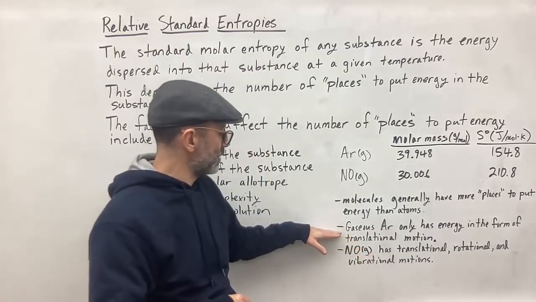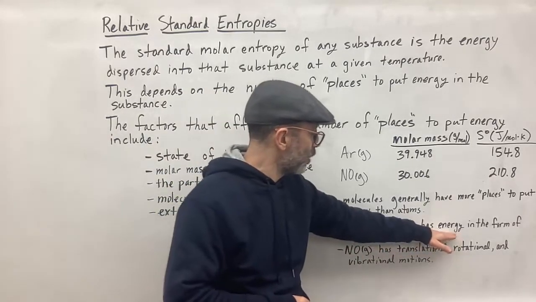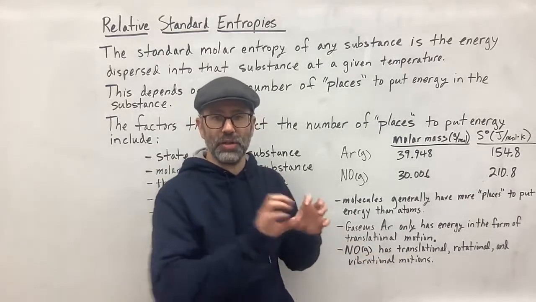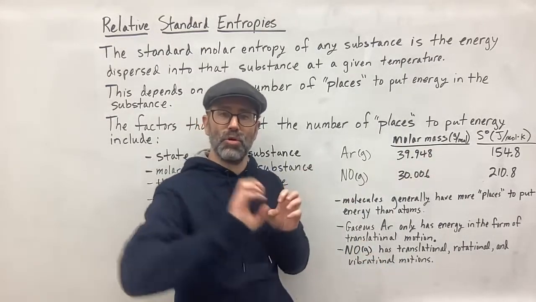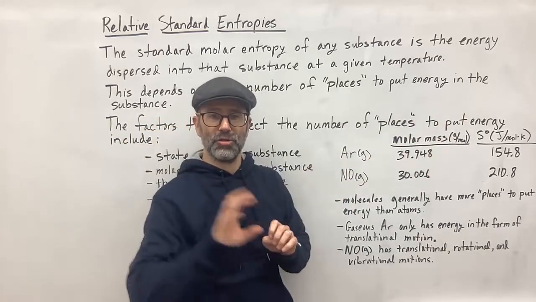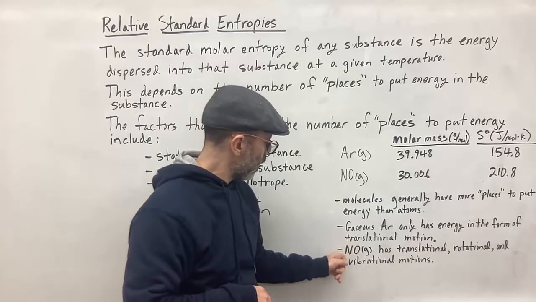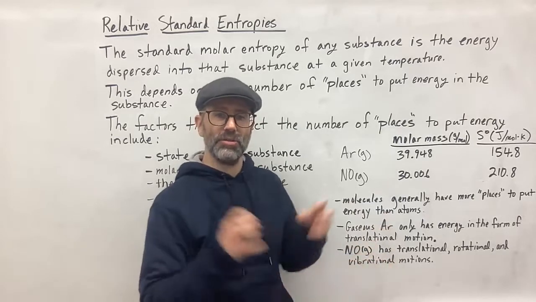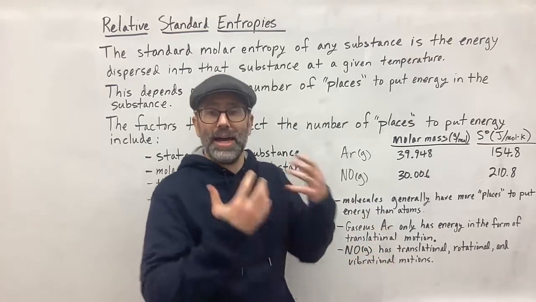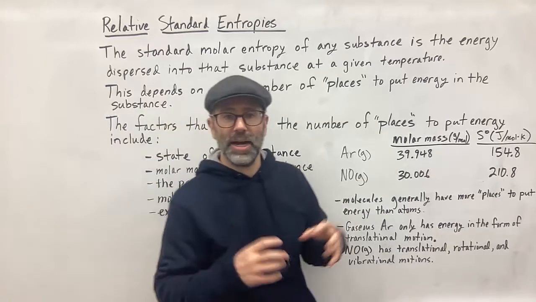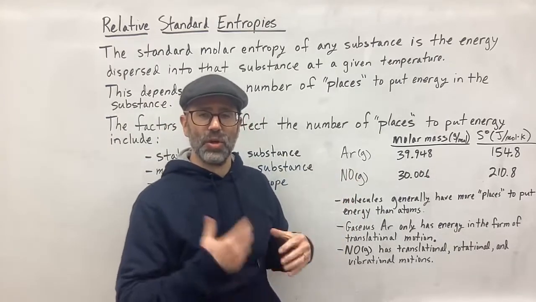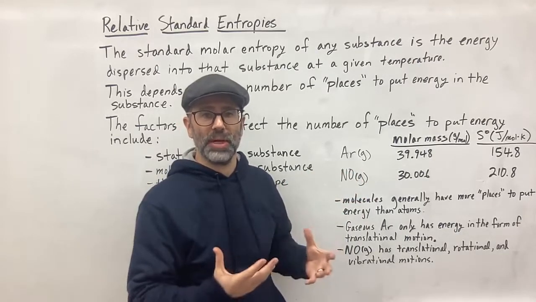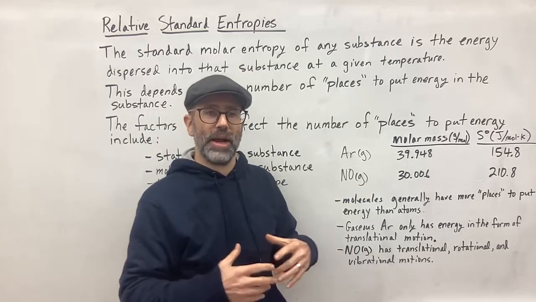And so you can see that gaseous argon only has the energy in the form of translational motion. So you only get that translational motion from place to place. The atom can only move here and move there, in straight lines. Whereas NO also has rotational motion in addition to translational, and it also has vibrational motions at higher temperatures. So if the temperatures are high enough, you get that vibrational motion as well. So there you see, with the different types of motion that are available to a molecule, you get more places in which to put the energy and therefore greater entropy.